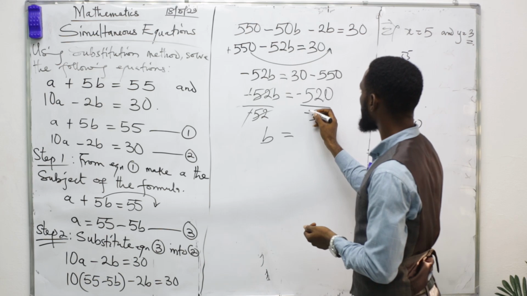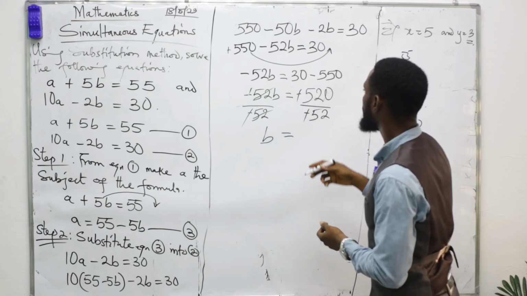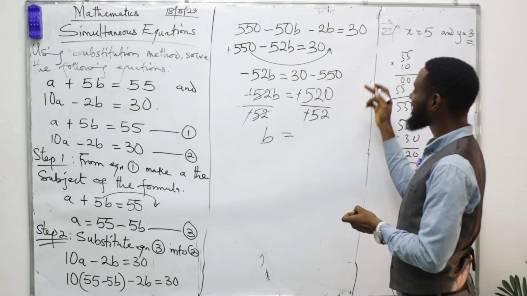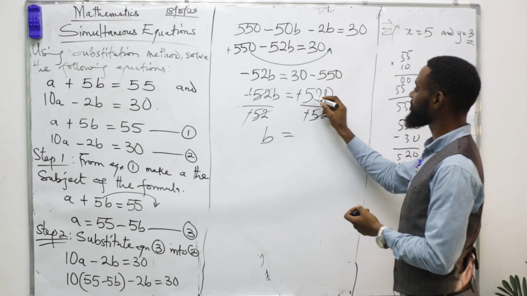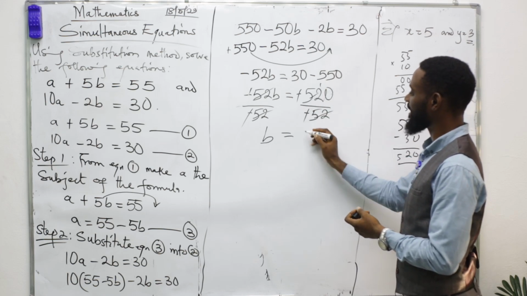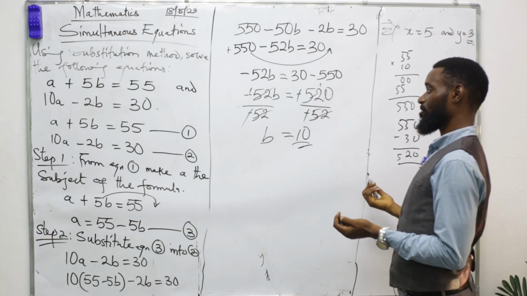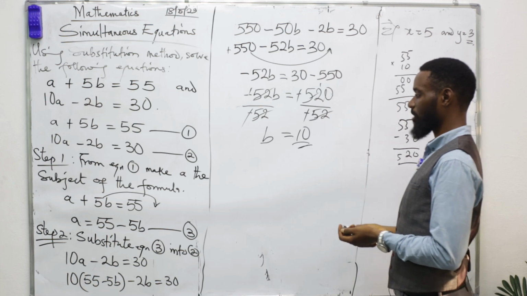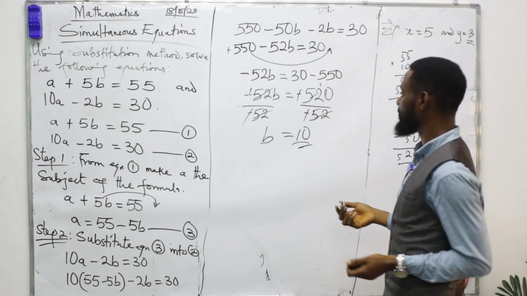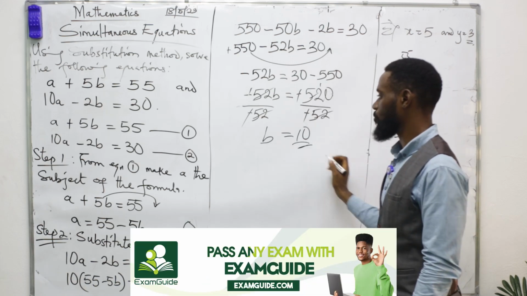So here, we cancel the minus. So we have 520 divided by 52. 52 divided by 52 is 1, so it's 10. Okay? 52 into 52 is 1. So the 0 that is left, you add it to that, that is 10. If you want to check it with your calculator, you will know what that is. So b is equal to 10.